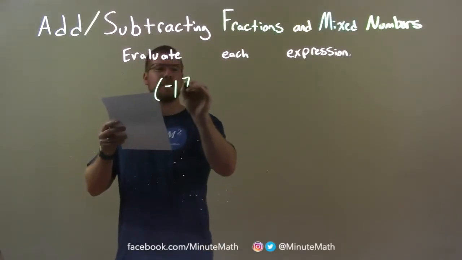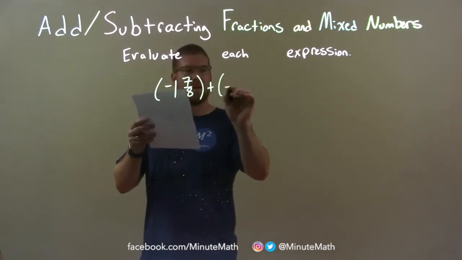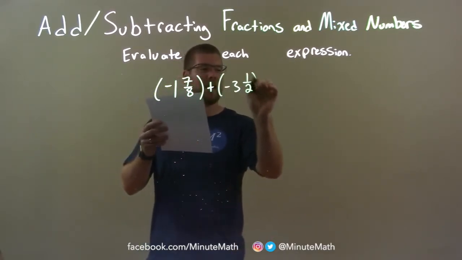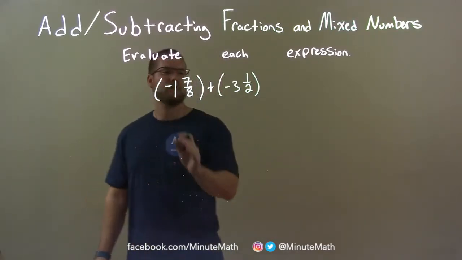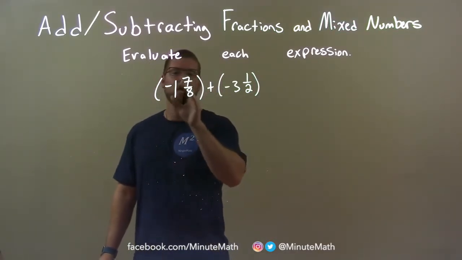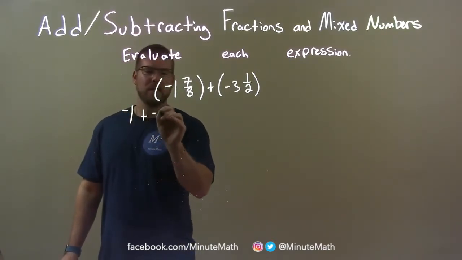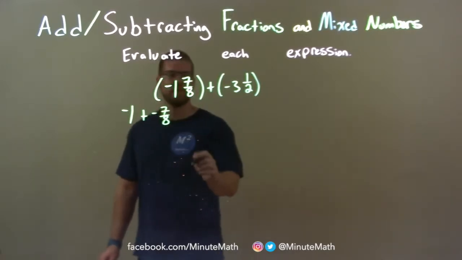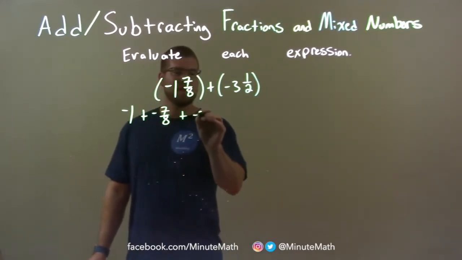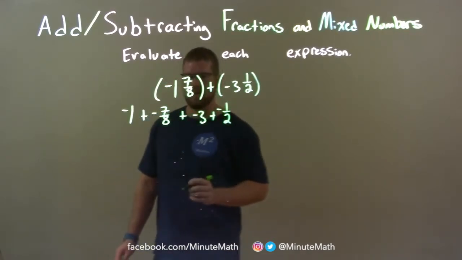Negative 1 and 7/8 plus a negative 3 and 1/2. Okay? Well, what I'm going to do first is I'm going to break this down to be a whole number and proper fraction. Okay? So we have a negative 1 plus a negative 7/8 right there. Okay? Make sure we bring the negative over. Then plus a negative 3 plus a negative 1/2. Okay?